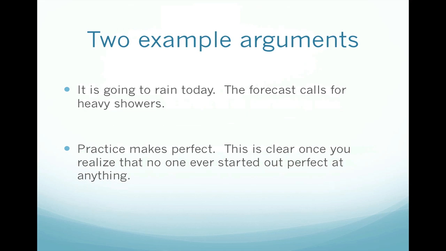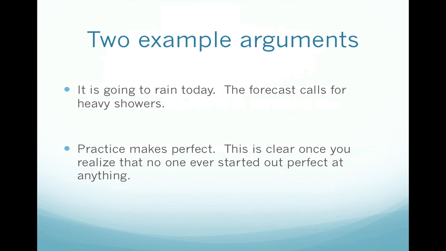All right, a couple example arguments. It's going to rain today. The forecast calls for heavy showers. This is an argument because the first sentence, it's going to rain today, is supported by the second one. The forecast calls for heavy showers. It's a reason given in this passage to say that it's going to rain today. It also happens to be about the future. It happens to be about weather, things that aren't so clear, that go both ways, are kind of contentious. We might want to give reasons to support a particular way we think it's going to go.